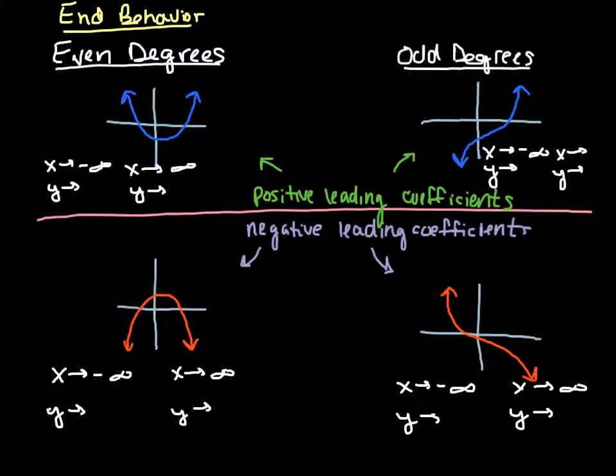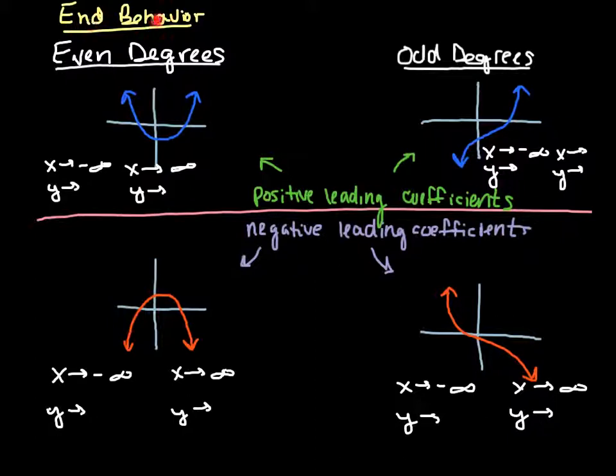Alright, that last trend I'm going to further explain right now. First, I want to recognize that this side is even degree polynomials. So we're talking about squared, quartics, to the 6th power, to the 8th power, and so on. And on the right side here, we're talking about odd degrees, so linear, cubics, 5th powers, 7th powers, and so on. On the top, it's going to be positive leading coefficients. That means the number way out front is going to be positive. And down here, negative leading coefficients. It means the number way out front is going to be a negative number.